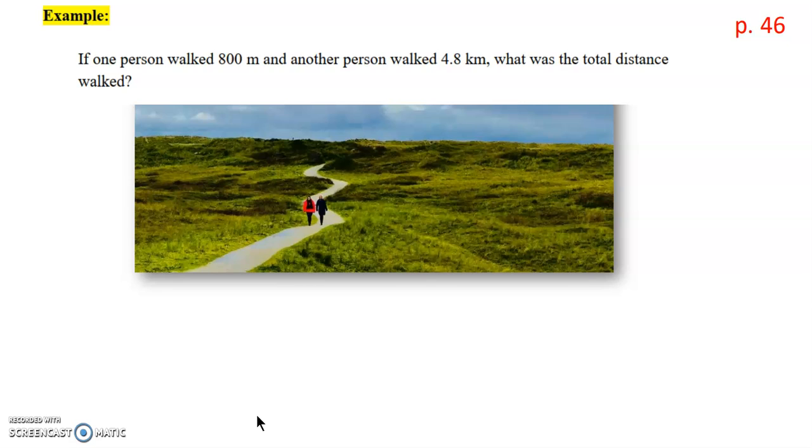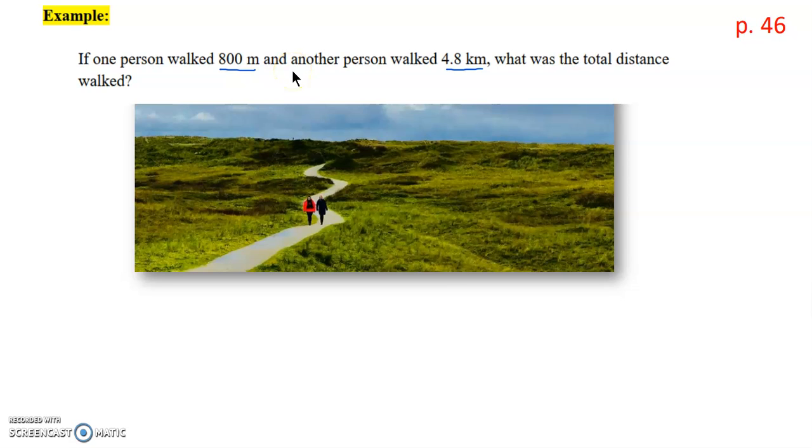If we look at this first example, one person walked 800 meters and another person walked 4.8 kilometers. What was the total distance walked? You can see for this question that they're not actually being specific to ask us if they want the answer in meters or kilometers. This happens once in a while. For most of your work in this course, it's going to be specific about which units they want for your answer.